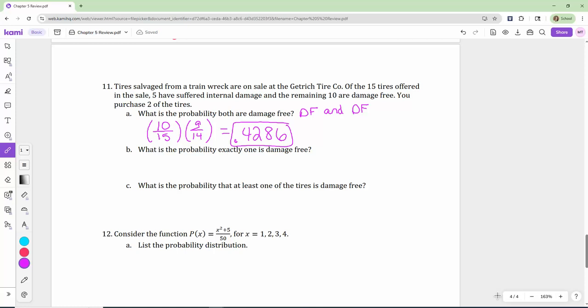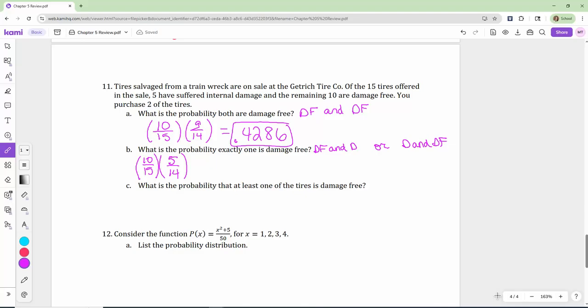B. What's the probability exactly one is damage free? So that could mean the first one was damage free and the second one was damaged. Or it could mean the first one was damaged and the second one was damage free. What's the probability the first one's damage free? I'm just going to keep it as a fraction for a moment. And the second one being damaged. If I took out a damage free tire, how many are damaged? 5. I thought it was 14. Because there are still all 5 damaged tires in there.